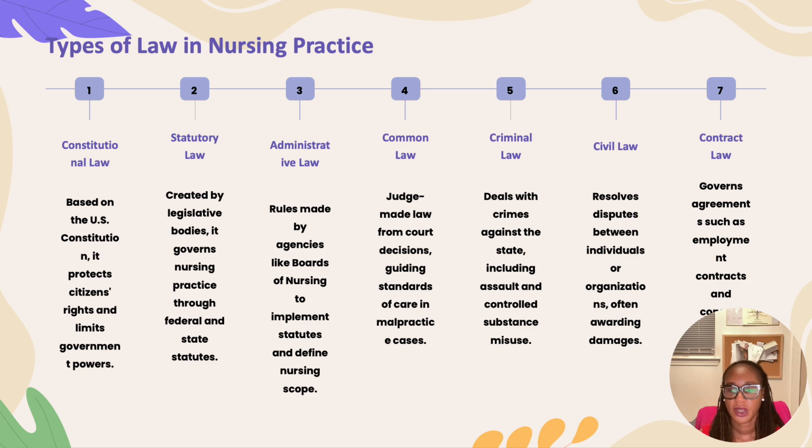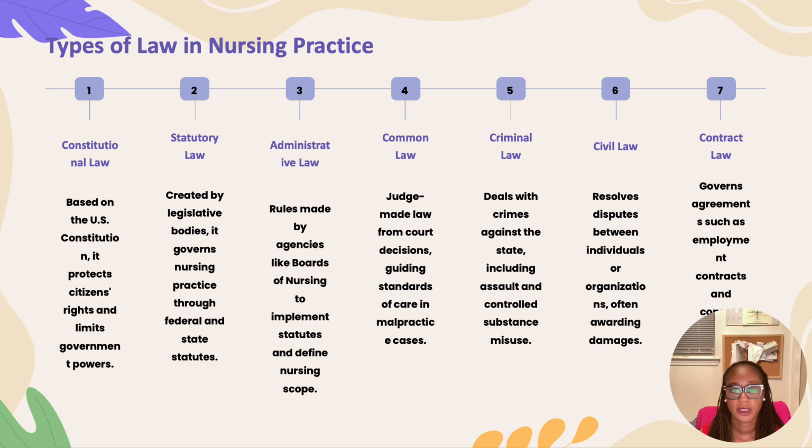So then criminal law is law dealing with offenses against society, prosecuted by the government. The goal is punishment by jail, fines, or probation. For example, a defendant is presumed innocent until proven guilty. It includes misdemeanors, which are less serious, and felonies, which are serious crimes. An example: assaulting a nurse in a hospital could lead to a criminal charge like battery.